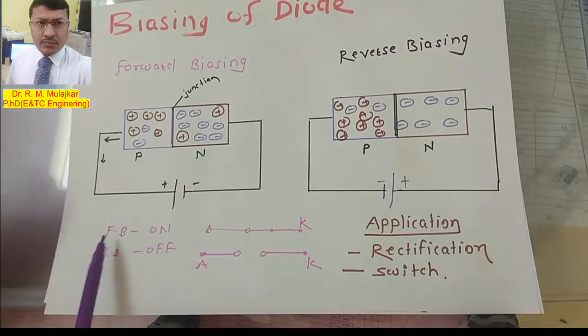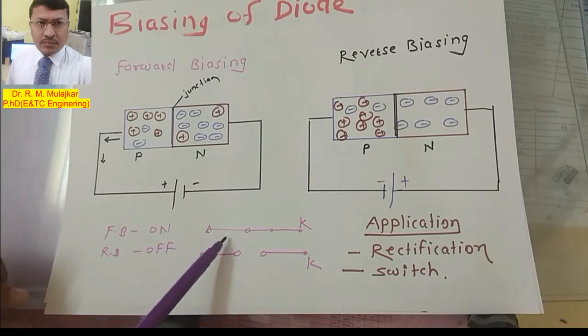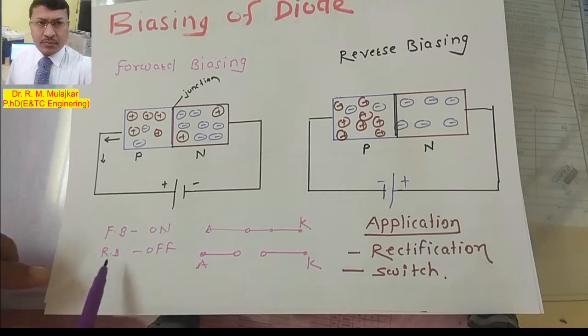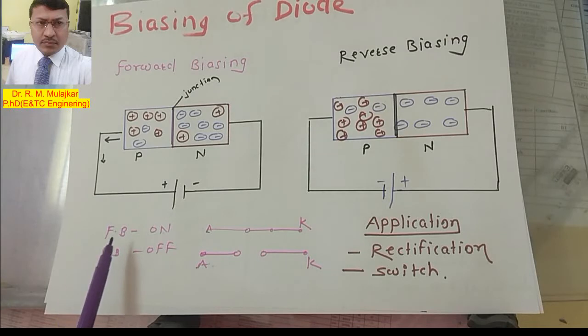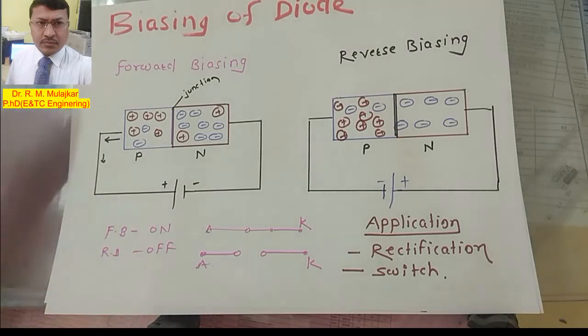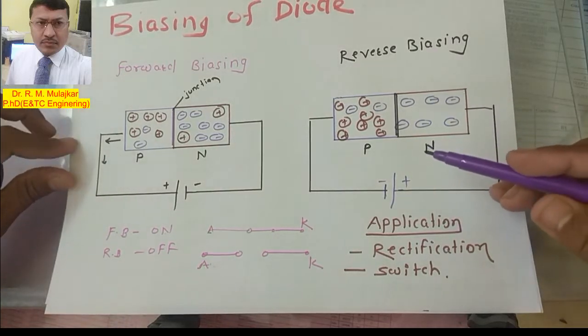When it is called forward bias, it is on, simply remember on, and the connection is like this. When the diode is in reverse bias, it is off, meaning there is no connection, just like a switch, on and off. So forward bias means the on condition and reverse bias means the off condition. Now we will see the working of forward biasing and reverse biasing of the diode.